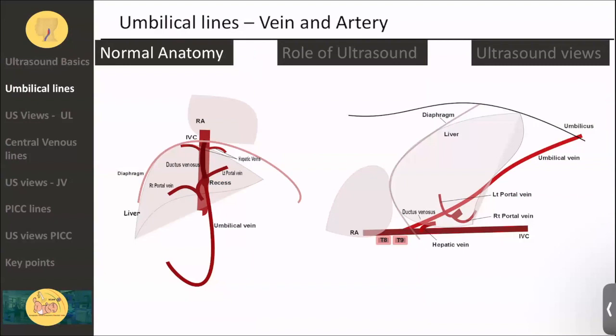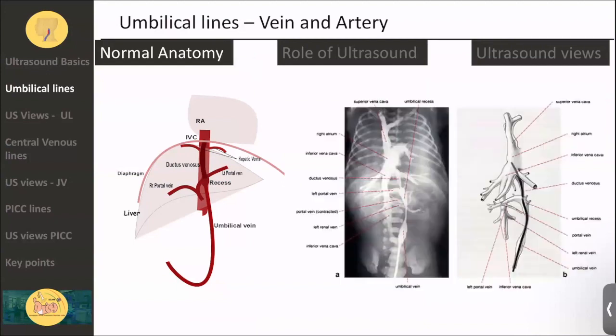Okay, coming to the umbilical lines. Umbilical vein is the most important one. When we talk about the umbilical vein, first of all, we need to understand its course. Basically, there are two major veins. One is the inferior vena cava, which enters the RA. Now, the umbilical vein from the umbilicus has a separate course. It doesn't enter the inferior vena cava right away. It enters the inferior vena cava just before entering the RA.